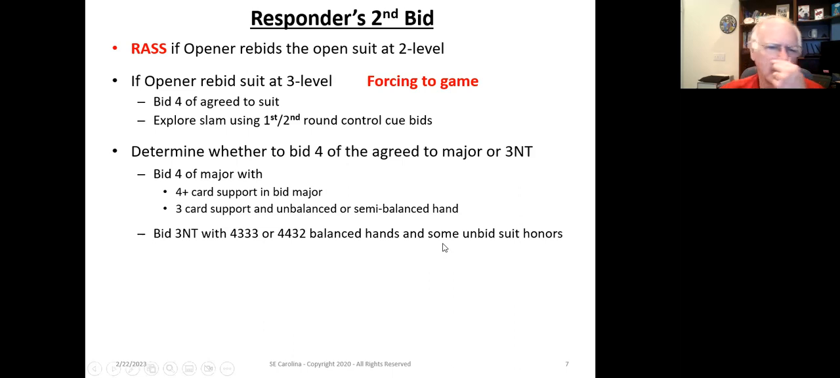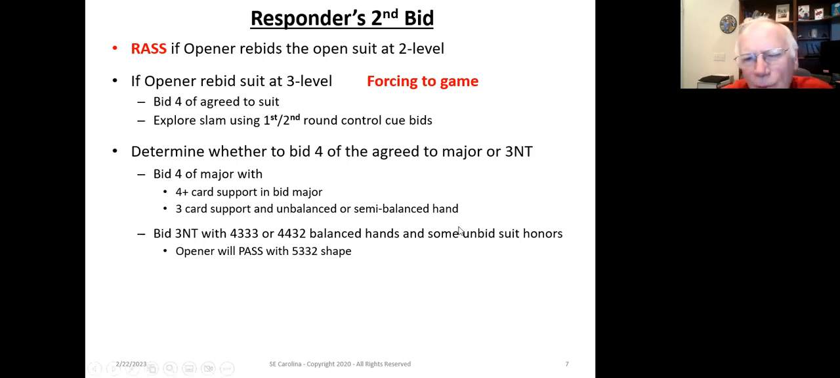Now let's look at the situation where the responder has a totally flat hand of 4-3-3-3 or 4-4-3-2. They're balanced hands with some unbid suit honors. If they've got honors in all the unbid suits, they're going to bid 3 no trump because the opener has promised 14+ and the responder's got 10+. So if they note that the opener's got a 5-3-3-2 and they've got a flat hand, they know that no trump is going to be the best contract. Now the question is, do they have blockers in all the unbid suits?